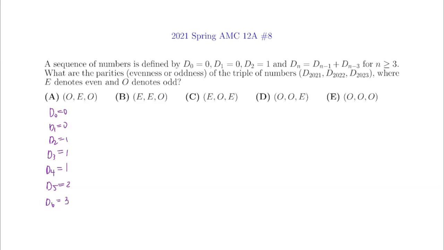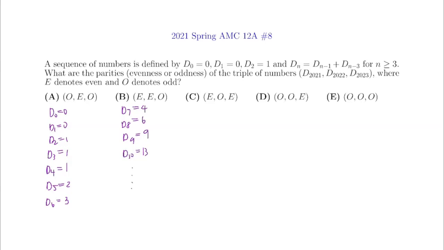And then we can continue on for a few more terms to give us d sub 7 is 3 plus 1, which is 4. D sub 8 is 4 plus 2, which is 6. D sub 9 is 6 plus 3, which is 9. And d sub 10 is 9 plus 4, which is 13, and so on.